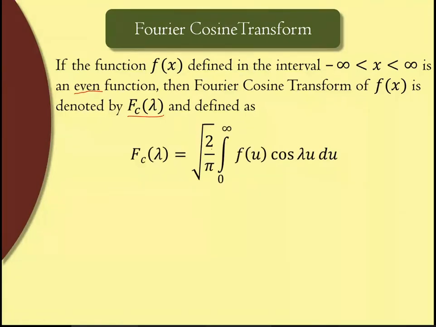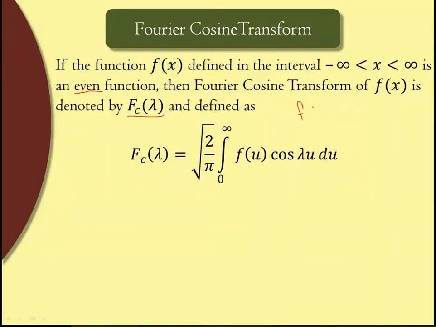fc lambda is equal to square root of 2 by pi integral 0 to infinity f of u cos lambda u du. Okay, so this is generally used for even function. Actually, this Fourier cosine transform we can find for any function, but if it is even, then we go for these standard formulas. Now, what is an even function?